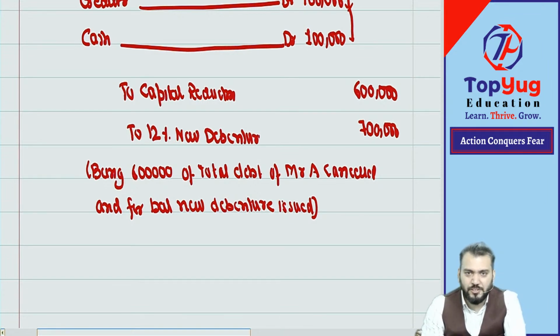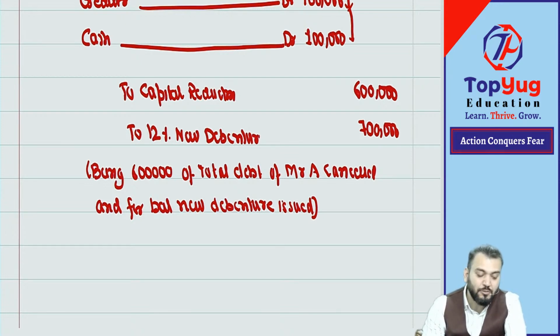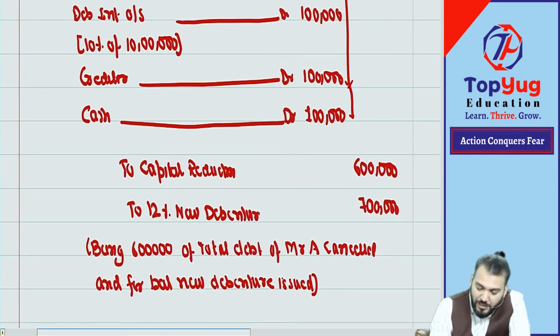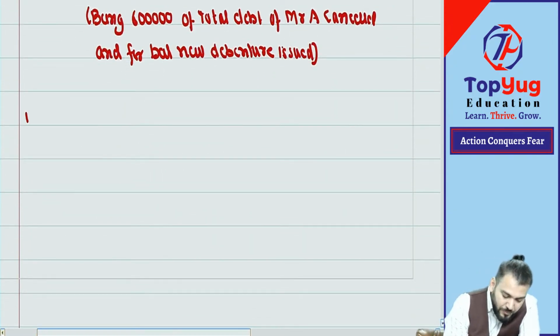Similar information for Mr. B. So Mr. B is to cancel 3 lakh of his total debt, including interest on debenture, and to accept new 12% debenture for the balance amount. So can we do? So this is point number 4. You need to help me.